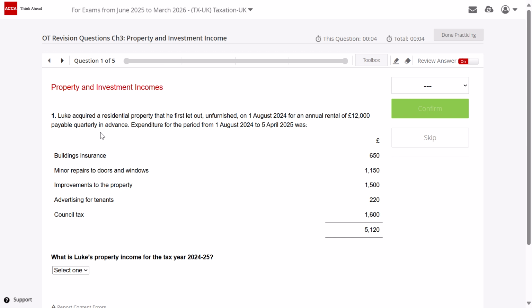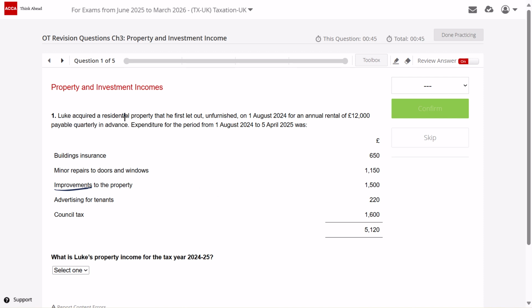Question number 1 says Luke acquired a residential property that he first let out unfurnished on 1st August 2024 for an annual rent of £12,000 payable quarterly in advance. Expenditure for the period from 1st August 2024 to 5th April 2025 was as follows: building insurance, minor repairs to doors and windows, improvements to the property, we will discuss this, advertising for tenants and council tax. That is 1,600. What is Luke's property income for the tax year 24-25?